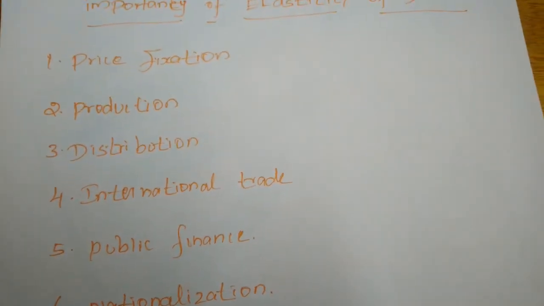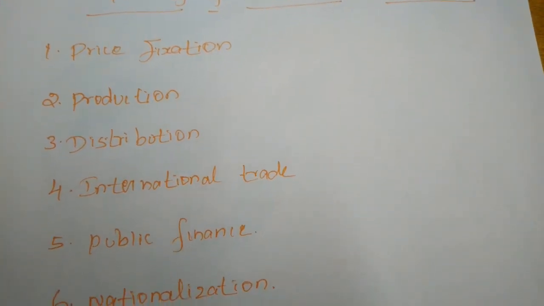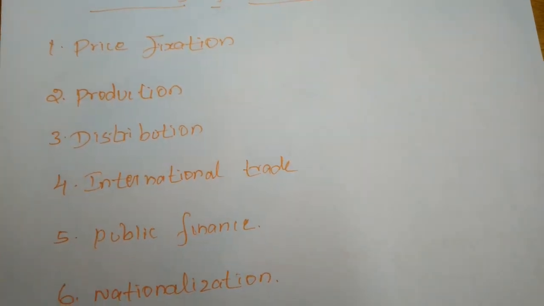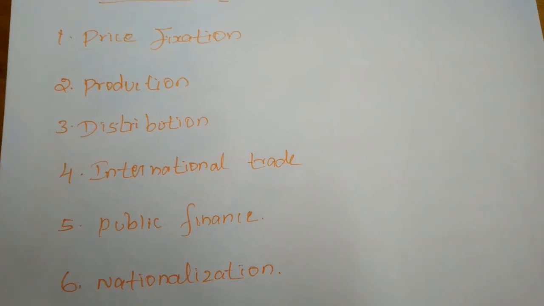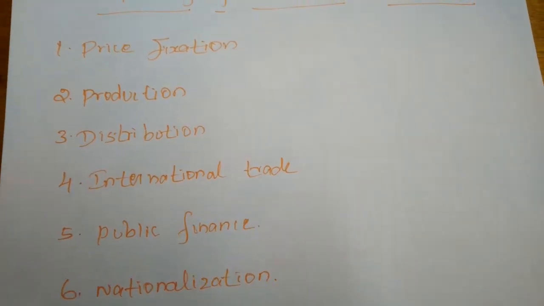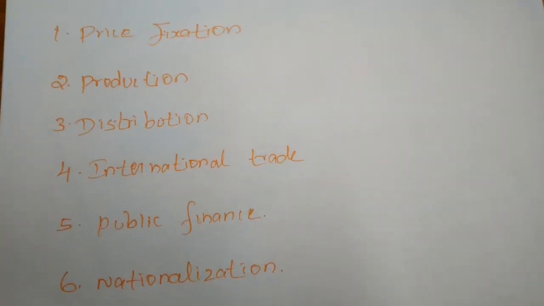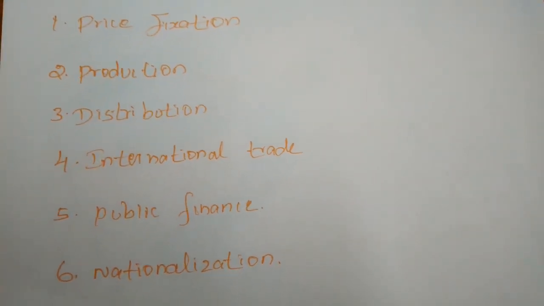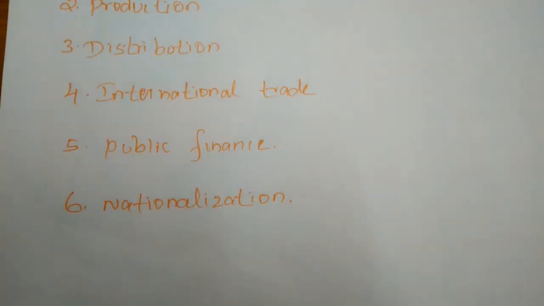Suppose the demand for any commodity is more elastic, then more factors of production will be needed to produce more commodities. Then all the factors and machines will get more reward when the demand for that commodity is more elastic. If the demand for any commodity is inelastic, all the factors of production will get reasonable rewards only. Next, international trade.